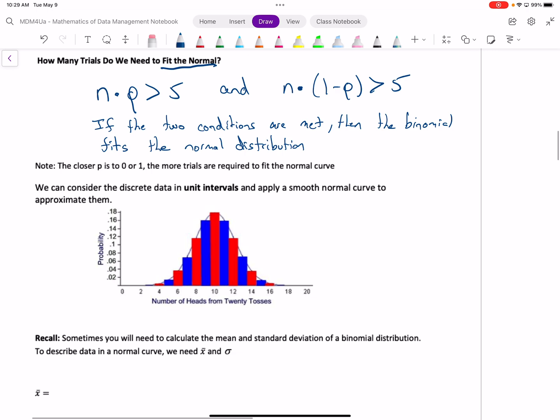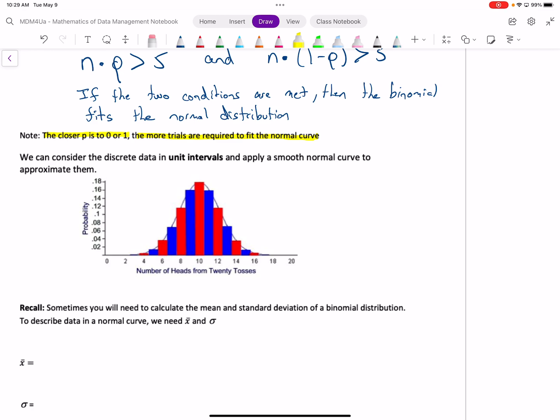So we're going to use this, and hopefully this will all come a bit clearer as we go through. The closer p is to 0 or 1, so if it's really small or really big, close to 1, the more trials are required to fit the normal curve. This is kind of what we do. We superimpose the normal distribution over top of this bar graph. It allows us to use something really similar, where in the middle is still my mean, and if you go standard deviations above and below, you still have all of the same information that we saw from the normal distribution.